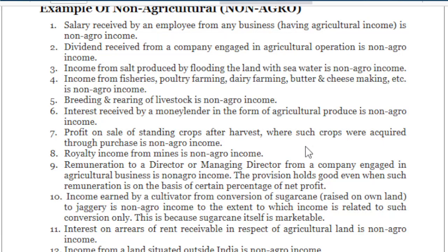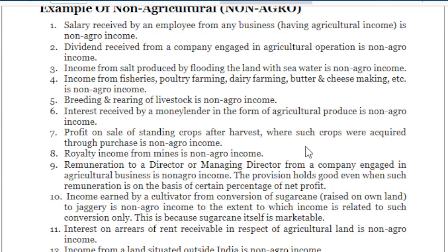Fourth one, income from fisheries. I already said, fisheries, poultry farming, dairy farming, everything I covered. Butter, I covered ghee, paneer, cheese. Okay, I did not cover it, you covered it. Very good boy. Is non-agricultural income. Breeding and rearing of livestock is non-agricultural income.